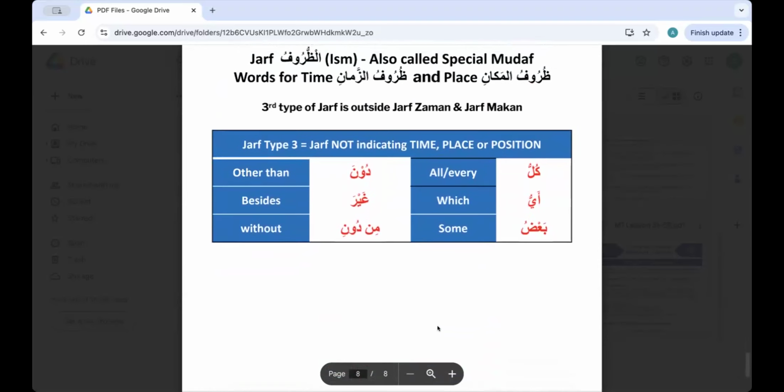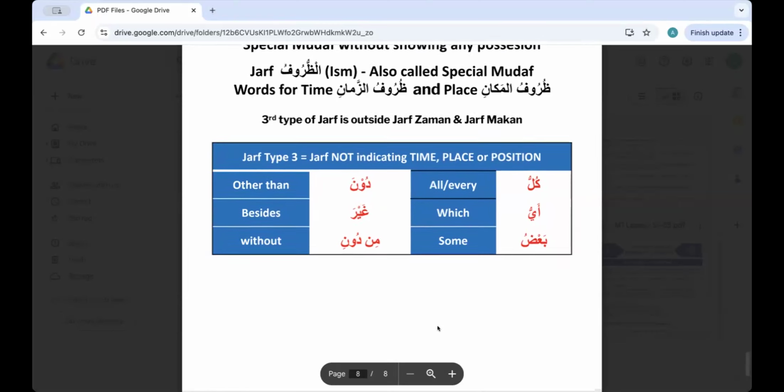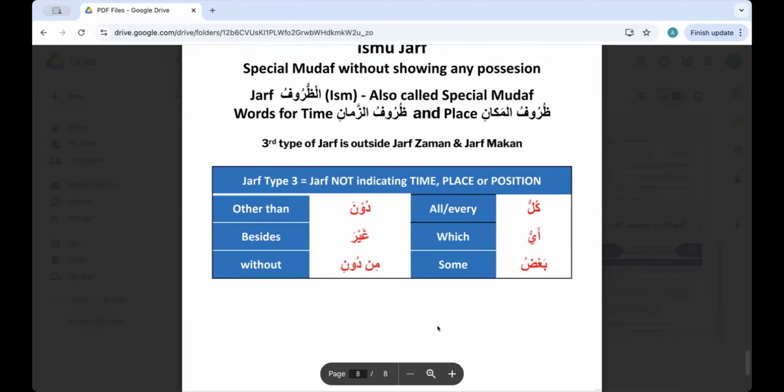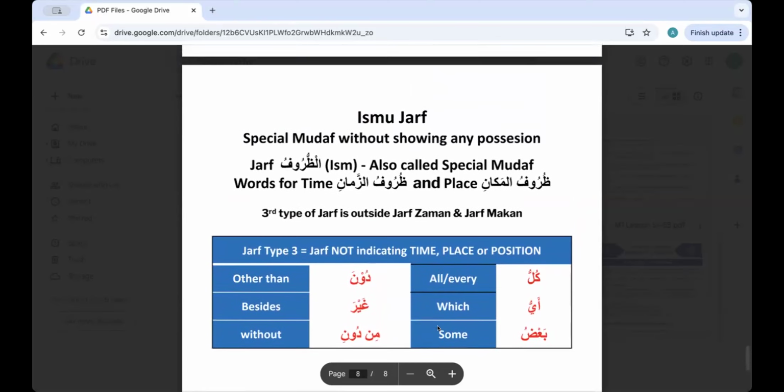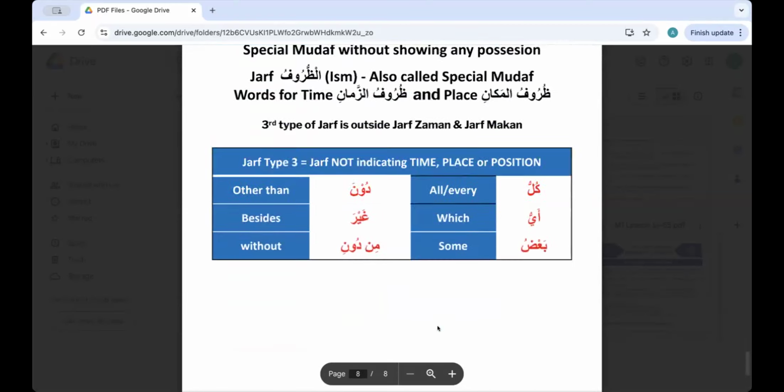Right. Hold on. Sister Sadaf asks, why are they called mudaf if there is no possession? Yes, good question. Because they are special mudaf. That's why we're introducing them to you, and you will learn that in module 2. We will have examples and explain why they're called special mudaf. Is that understood? Yes, Jazakallah khair. Yes, Sister Sadaf, very good question.